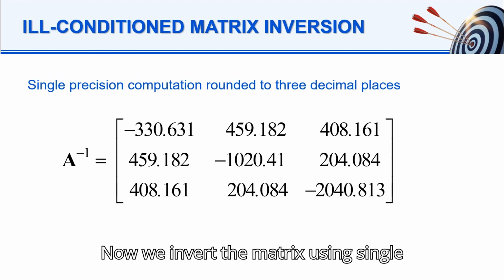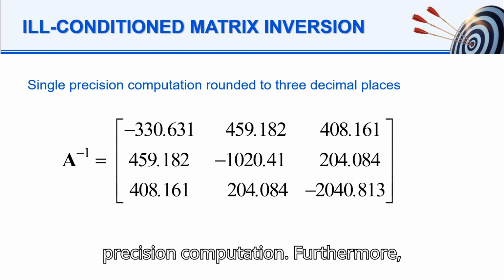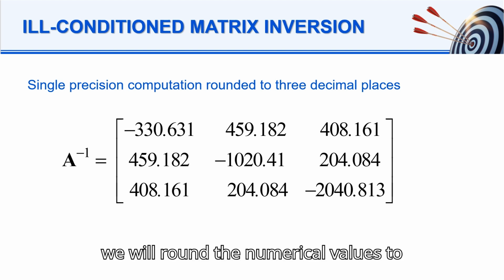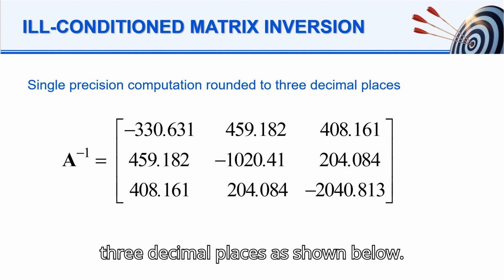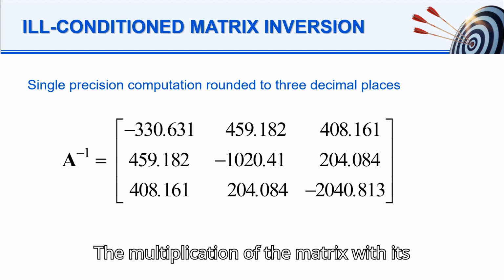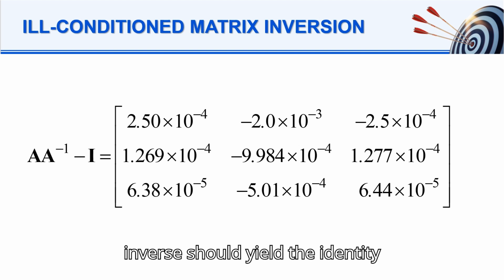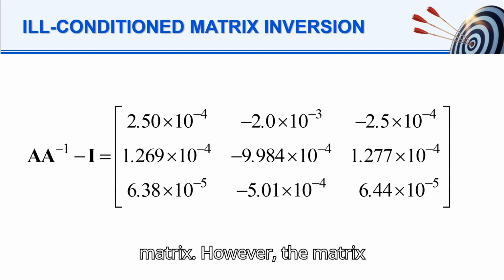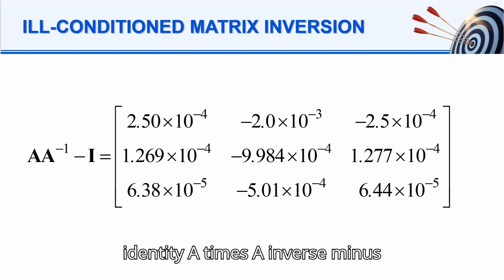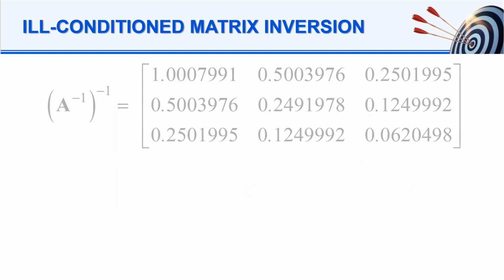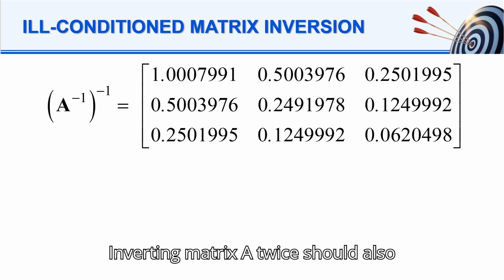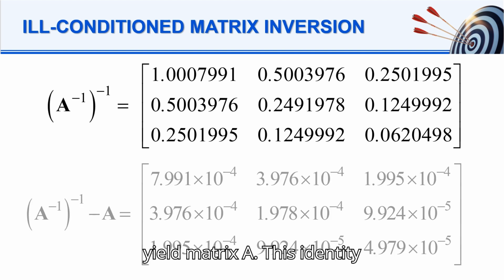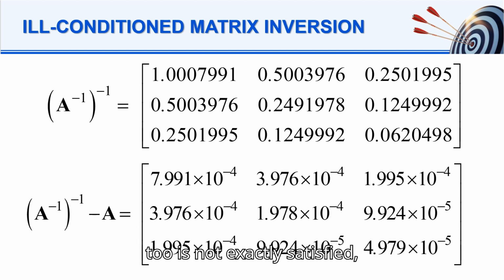Now we invert the matrix using single precision computation. Furthermore, we will round the numerical values to 3 decimal places as shown below. The multiplication of the matrix with its inverse should yield the identity matrix. However, the matrix identity A times A inverse minus I equals 0 matrix is not exactly satisfied. Inverting matrix A twice should also yield matrix A. This identity, too, is not exactly satisfied, which depicts the effect of ill conditioning.